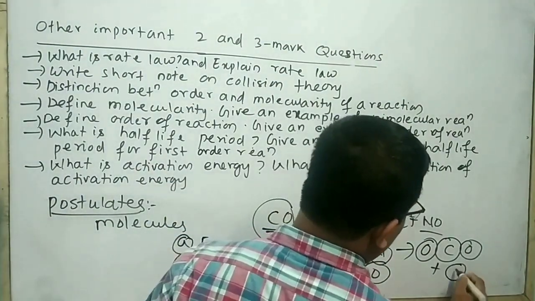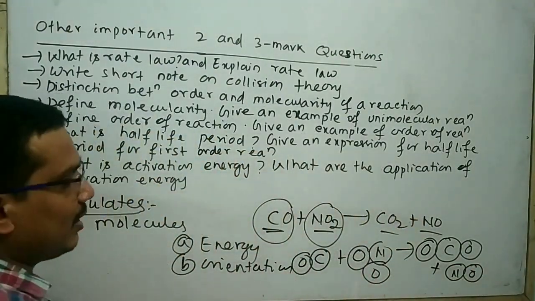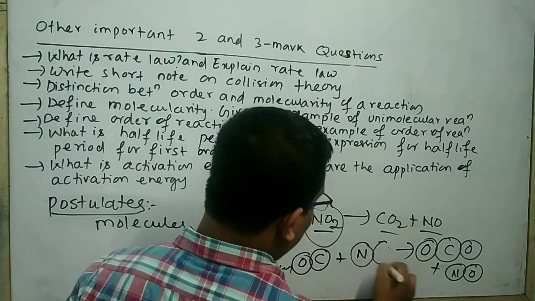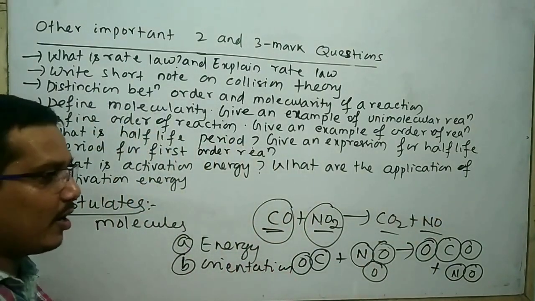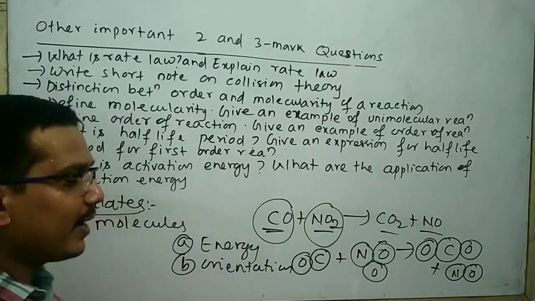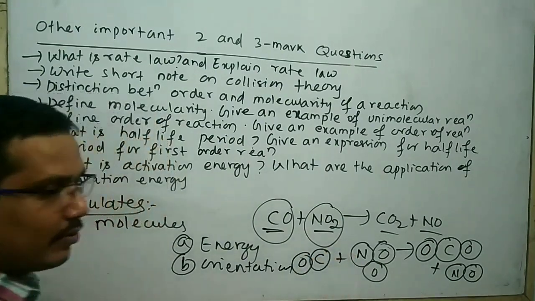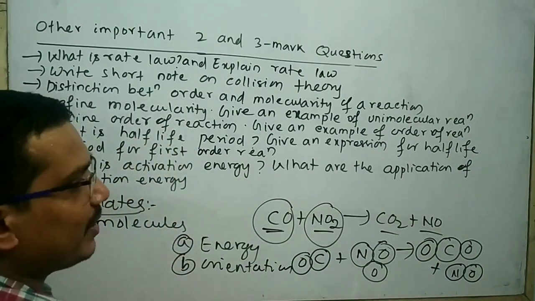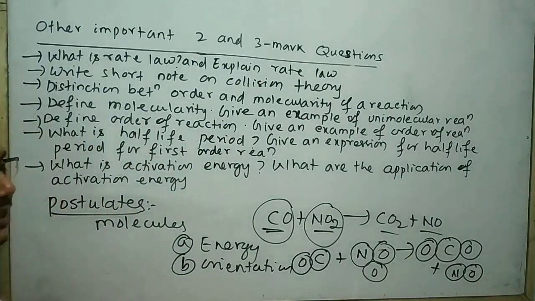And the other product is also written like this. This is also said to be proper orientation. If the CO molecule collides with the NO2 molecule in this way, then there is no formation of the suitable product. As a result, this collision is said to be an ineffective collision due to the improper orientation of the NO2 molecule. Such ineffective collisions are not responsible for the reaction. These are the postulates of collision theory.